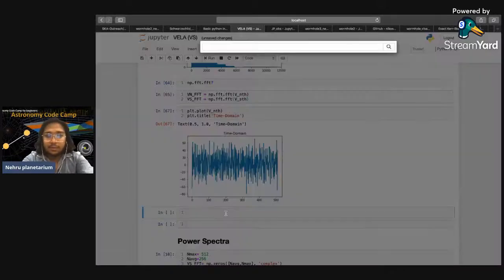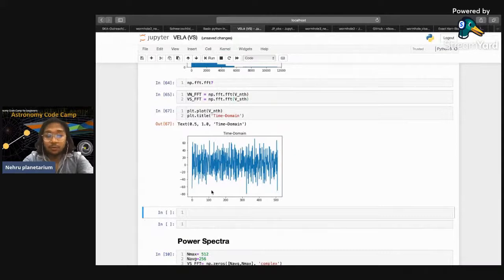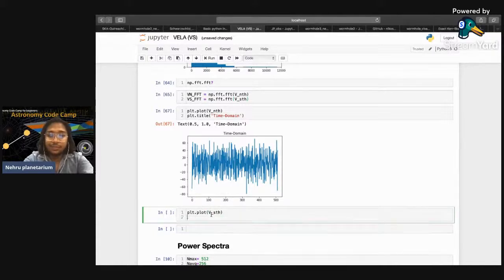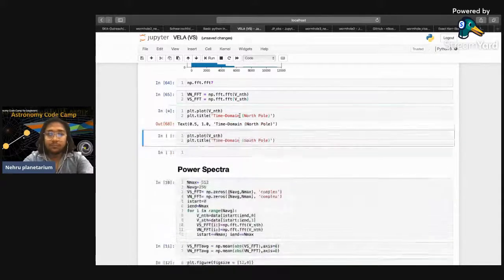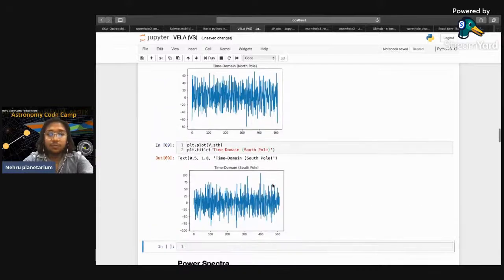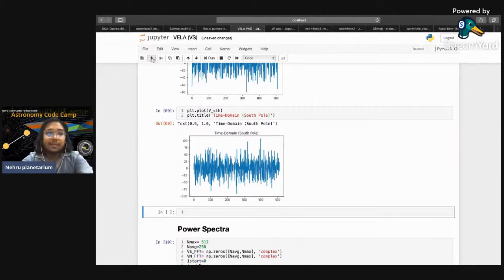All right, and now we'll do plt. Let's see how the South Pole looks like. plt.plot, which is v_sth. Title, time domain, just for South Pole, and the previous one is actually for North Pole. Okay, this is the South Pole. So you see how they are behaving differently.